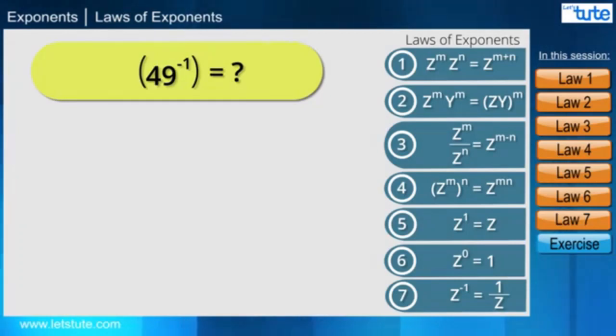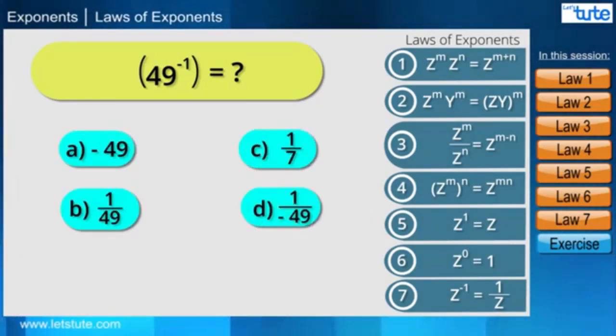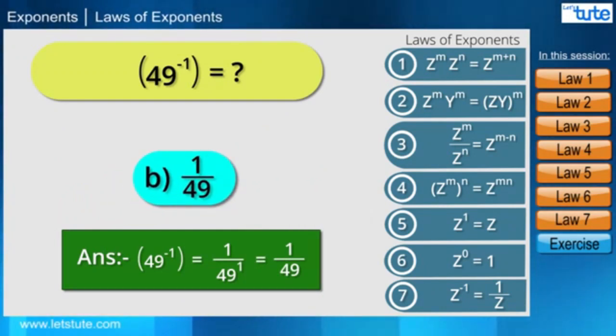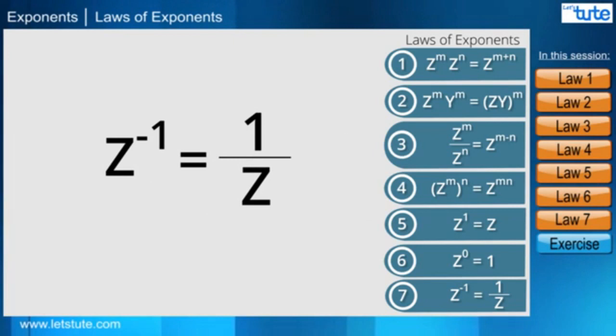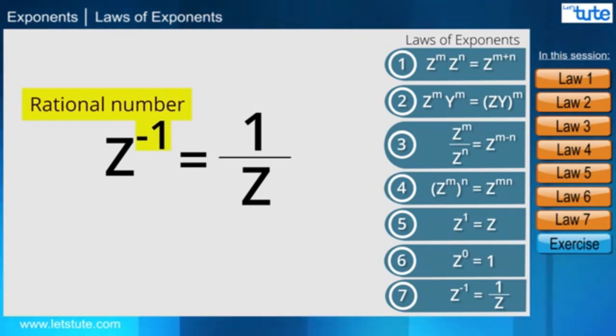What will be 49 raised to the power minus 1? It will be 1 divided by 49. Here in our last law, we have also learned one more thing about the exponents. Can you guess what? Here the exponent is a negative number. So here we can see that exponents can be any rational number also.